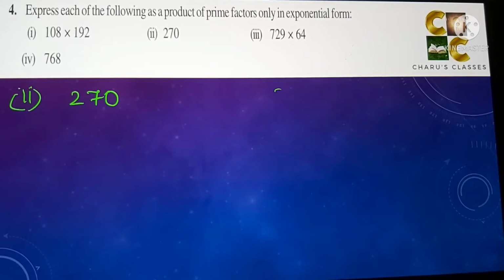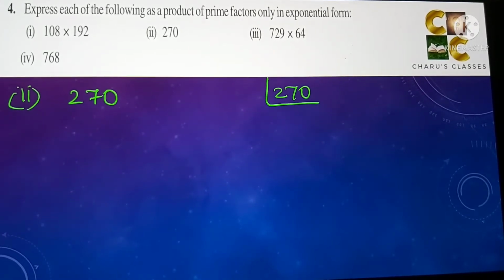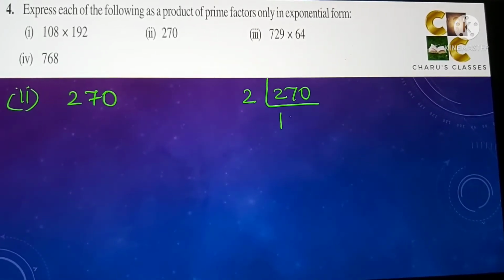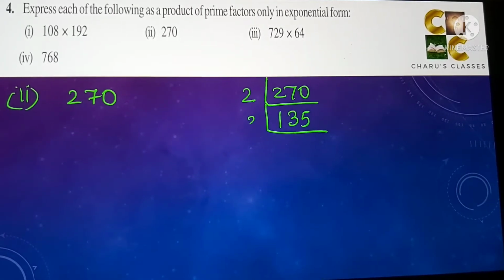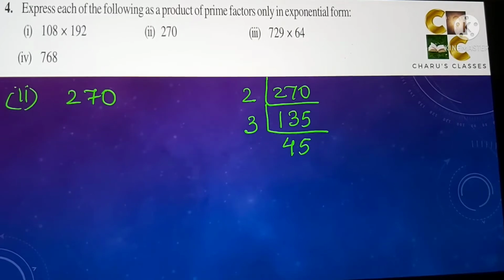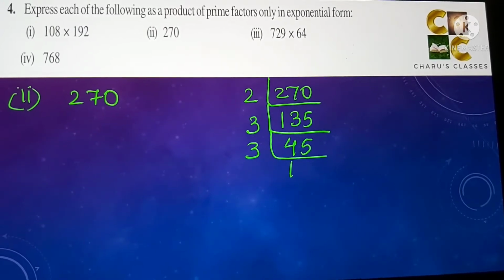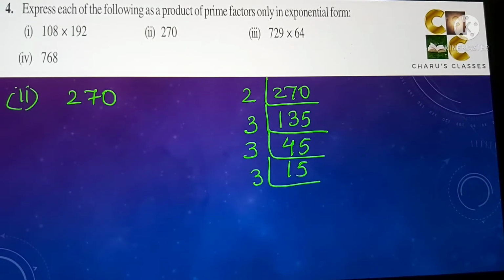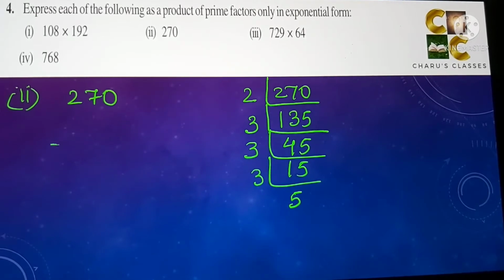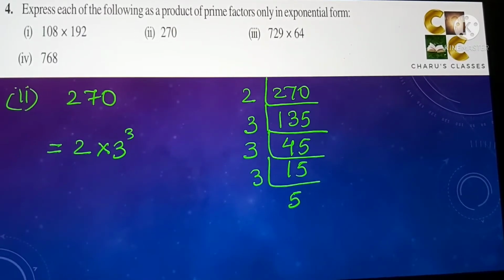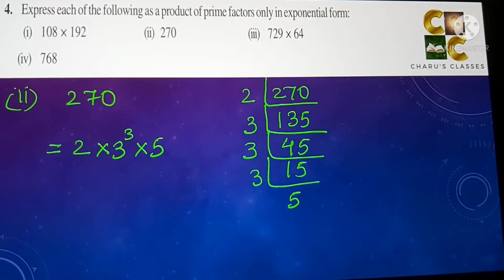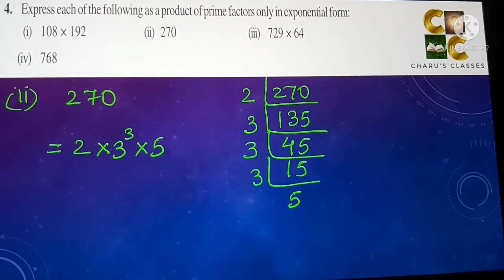Second part, 270. We'll begin with 2. This gives us 135, 45, 15 and 5. So 270 can be written as 2 into 3 to the power 3 into 5.